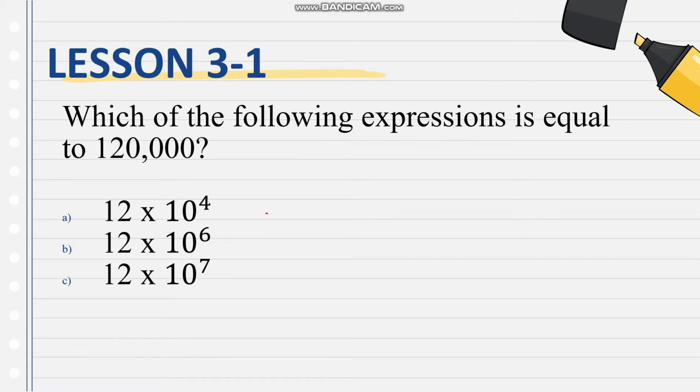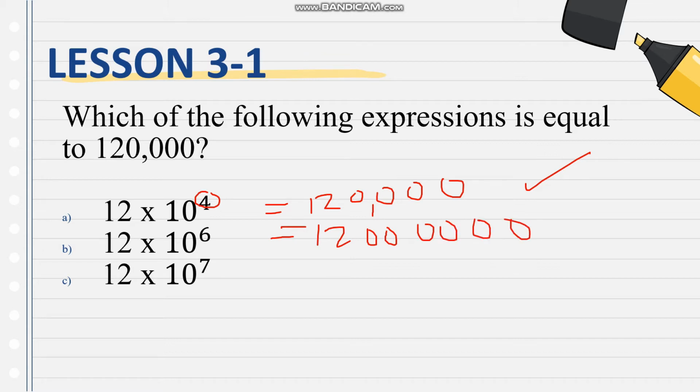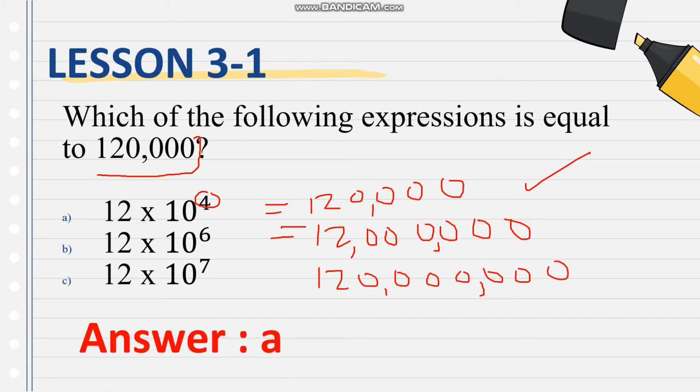Next, which of the following expressions is equal to 120,000? So 12 multiplied by 10 to the fourth power means 12. Then the fourth means four zeros, 2, 3, and 4. So this is 120,000. So this is the correct answer. Why not B? Because 12, then you have 6 zeros, 2, 3, 4, 5, and 6. So the answer is 12 million. And why not C? Because you have 12 plus 7 zeros, 2, 3, 4, 5, 6, 7. So the answer is 120 million. So since you are looking for the expression that is equal to 120,000, the answer is letter A.